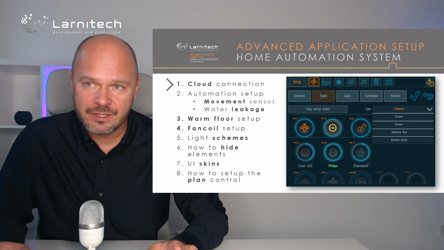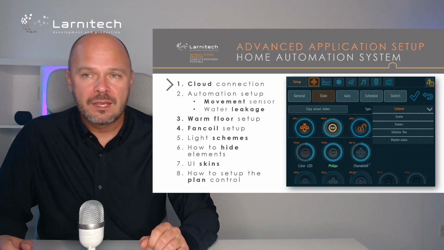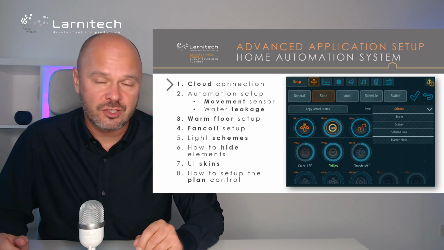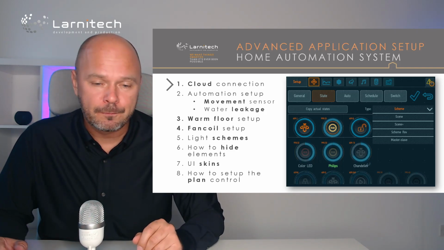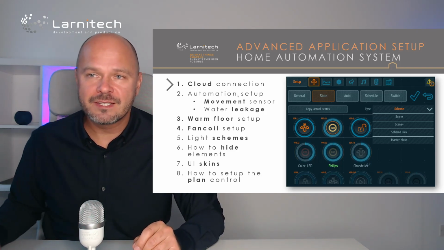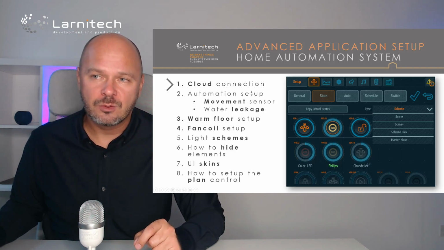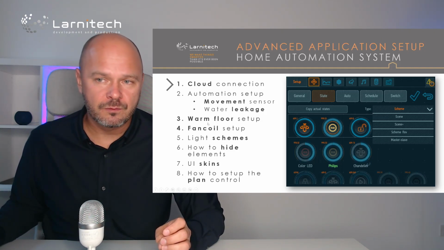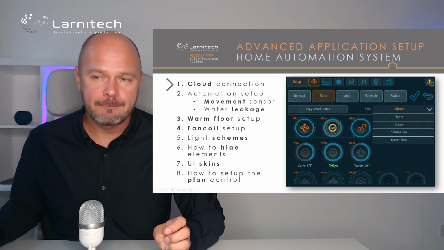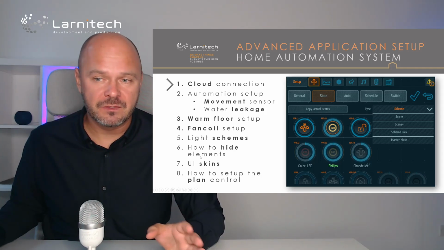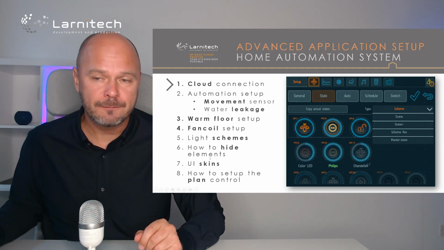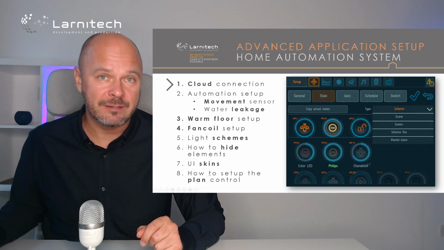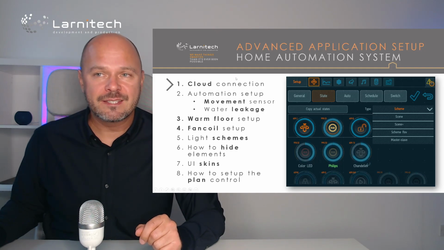Some of these I would like to show you right now, and most of the others will remain for separate videos and for documentation. So let's start from this list. Cloud connection, then how to set up automation, and we will show movement and water leakage. Then we will go to warm floor and Fancoil and light schemes, how to hide elements if you don't need them to be seen by the end user, and what UI skins are and how to set up the plan control. So let's start from the cloud connection.